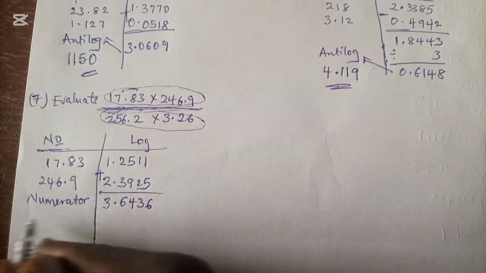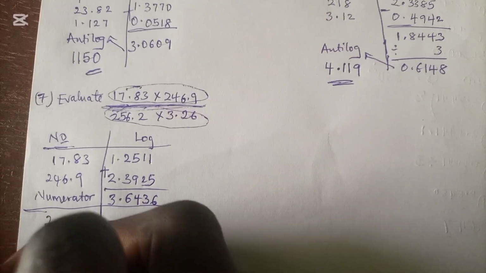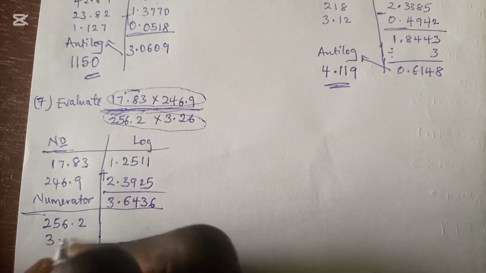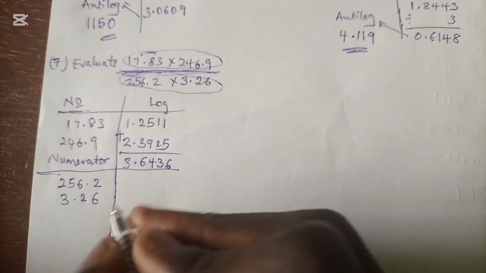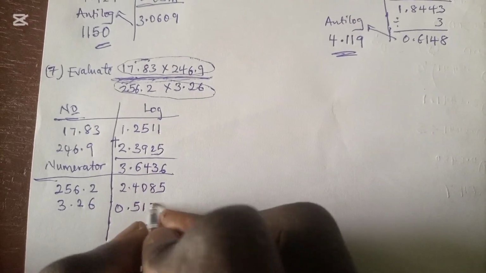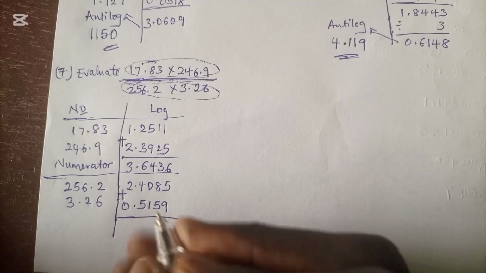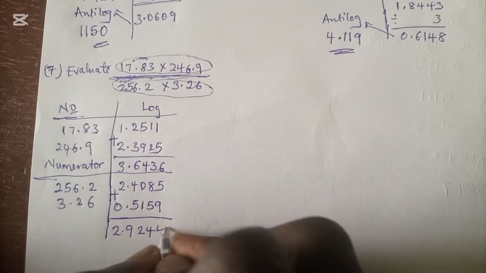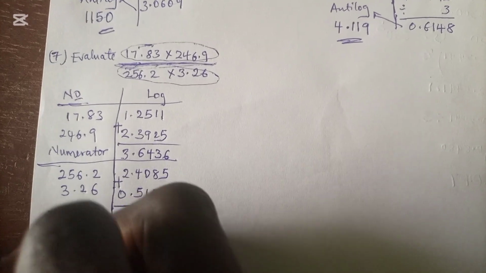Now we are putting our numerator. Then let's go for our denominator. We have 256.2, then you have 3.26. This gives us 2.4085, and this gives us 0.5159. Then you add them. When you add them, that will give you 2.9244. So we are putting our denominator.